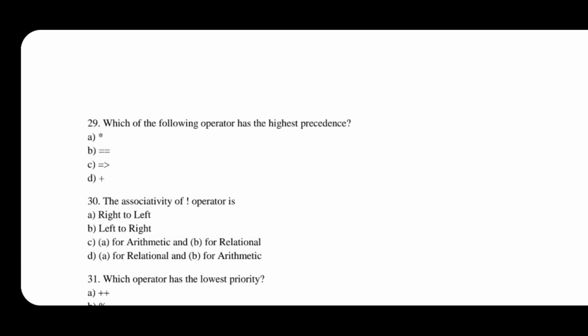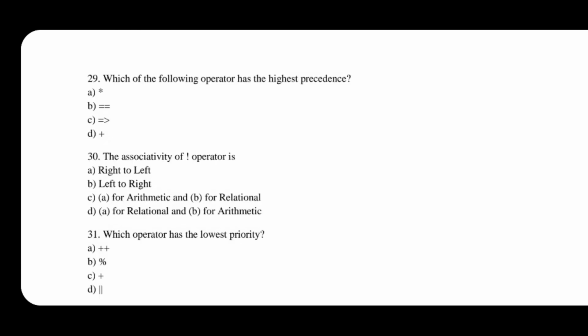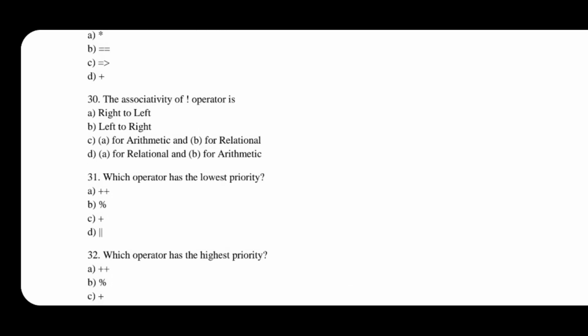Option number A. Then, which of the following operators has the highest precedence? So here, multiplication has higher precedence than the other operators. So let's go to the next question. The associativity of operators is here. If you read the theoretical part of this subject, then you can easily give the answers. The answer is clear, sure and short, that is A, right to left.